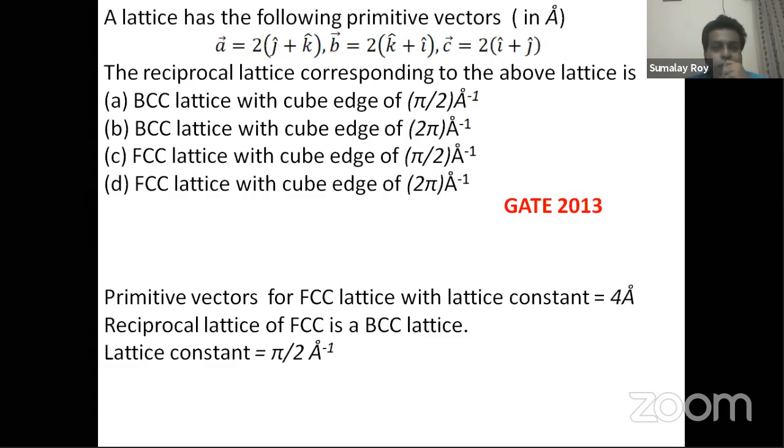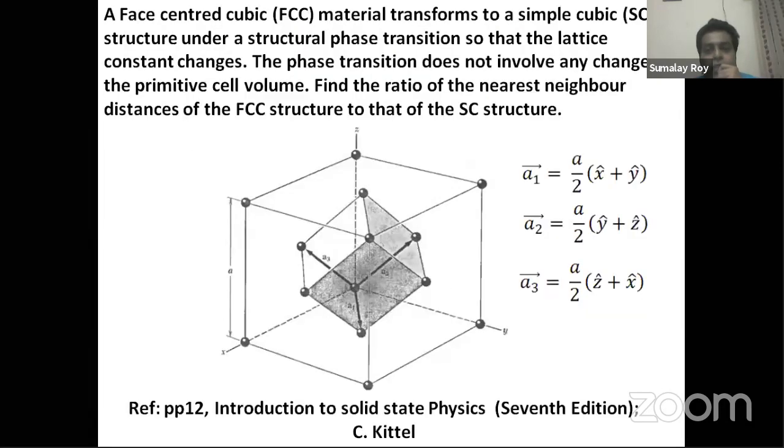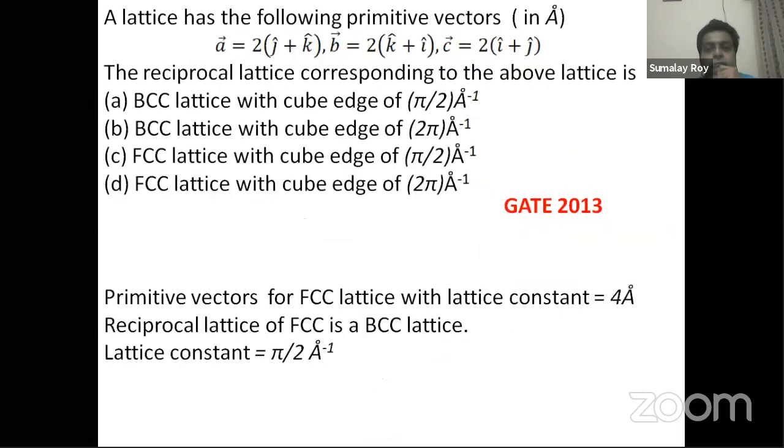But since we are discussing, let us do this problem. A lattice has the following primitive vectors: A2 plus J plus K, B2 plus K plus I, and C2 plus I plus J. Just before this slide, I kept the slide of an FCC lattice. Whenever you see such a set of vectors, which is a cyclic set like this, we can readily identify that these vectors are nothing but the primitive vectors of an FCC lattice.